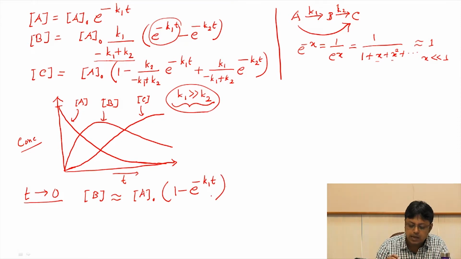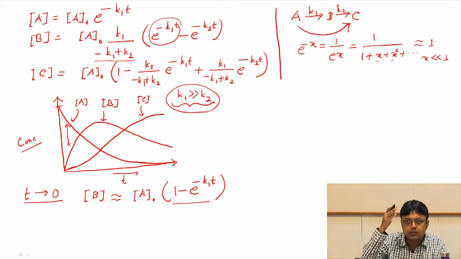Now think about what is happening. Here it is 1 minus e to the power minus K1t. So A is decreasing with e to the power minus K1t, and B is rising with the same rate. That's why initially the A and B rates are exactly opposite. A is forming B, and then B is decomposing at a very slow rate. That's why the decay of B is not very significant, at least in the initial part. It is as if C is just not there, because for B going to C, the rate constant K2 is much smaller.